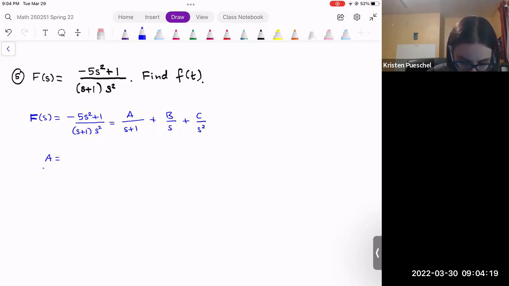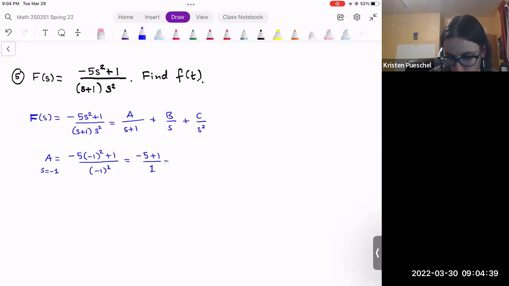So a here, to find this, we're going to set s equal to negative 1. So this is going to be negative 5 times negative 1 squared plus 1 over negative 1 squared. That is, we have negative 5 plus 1 over 1, or negative 4. So I'm going to just include that now. And so the idea is we're going to add these fractions back together and then compare the coefficients on the right and on the left.